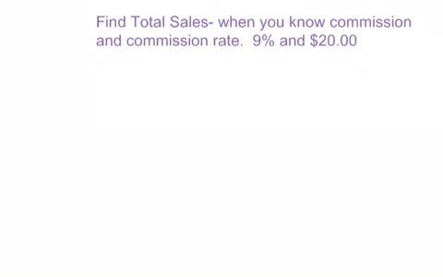Okay, so this one we're going to find the total sales when you know commission and commission rate. So right here, my commission rate is going to be 9%. And the amount of commission I had was 20%. Okay, so this is how we're going to set this bad boy up. Let's do TS for total sales.